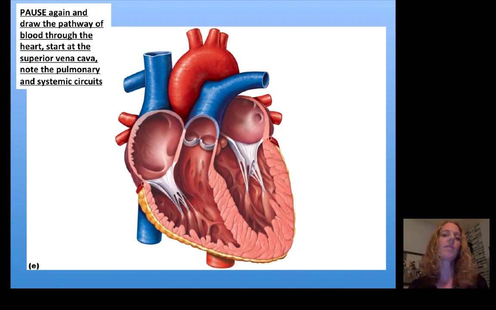It's really important that you get all of those structures down. So I'd like you to pause and draw the pathway of blood through the heart, starting at the superior vena cava and noting the pulmonary and systemic circuits.